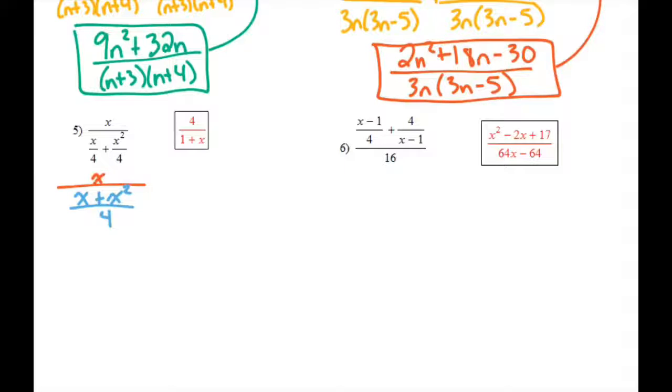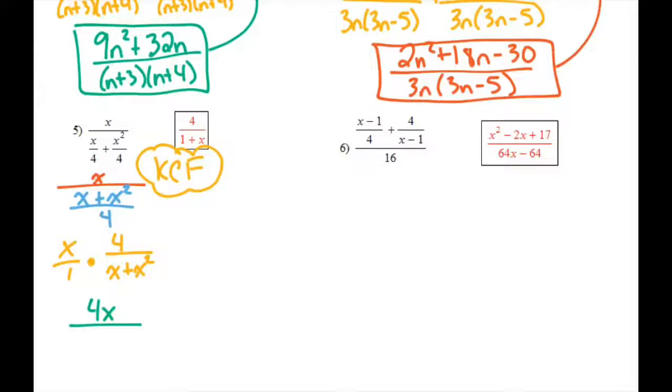Now, because it's just one fraction in the bottom, we want to keep change flip. The first fraction is that x that's just sitting on top. Keep that as it is. And if you want to see it as a fraction, it's just x over 1. We change it to multiplication, and we flip the blue fraction to being x plus x squared on the bottom, the 4 on top. Now we multiply straight across. So 4 times x, and we usually just put the numbers first, so it could be 4x. And then 1 times anything is just that.